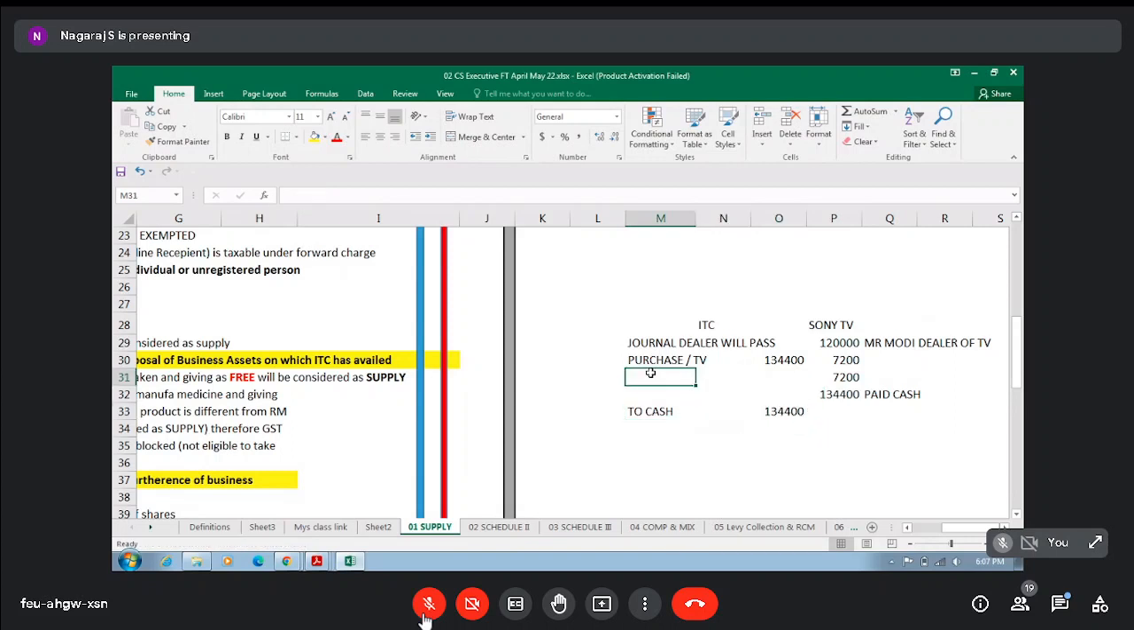Dealer will pass CGST, SGST, 7,200 each. The cost of the TV is 1,20,000. CGST receivable account 7,200, SGST 7,200. Whatever is debited, these are debits.